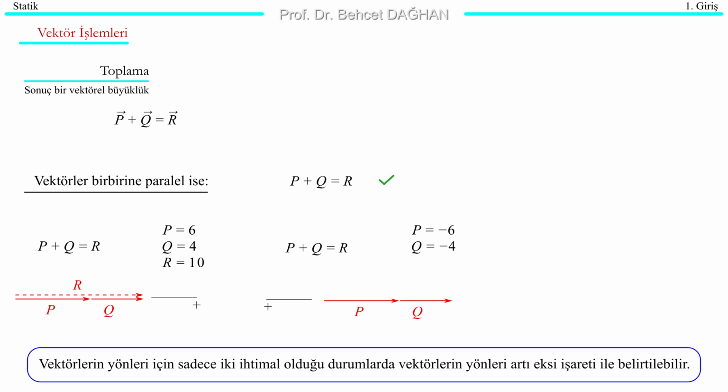Consider again the same vectors P and Q. This time, let's choose the left side as the positive side. If we choose the left side as positive, since both P and Q are to the right, they get the minus sign due to their direction. P becomes minus 6, Q becomes minus 4. If we substitute minus 6 and minus 4 in the formula, the result will be minus 10. So their sum is a vector of 10 units in the negative direction. So the vector R is 10 units to the right. Again the same result is obtained.